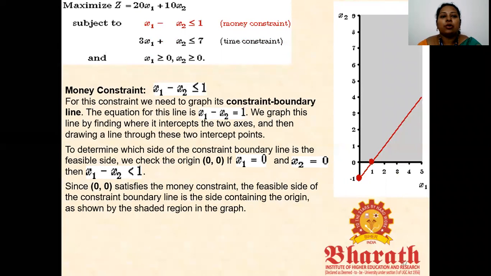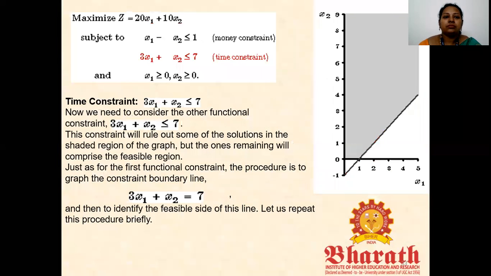It's the constraint boundary line. For the line, we can consider the feasible region for this one to be above the line. Based on that, we can get a feasible solution. Then we go to the time constraint. The time constraint is 3x1 plus x2 is less than or equal to 7.